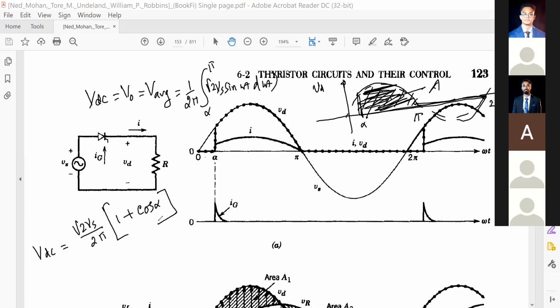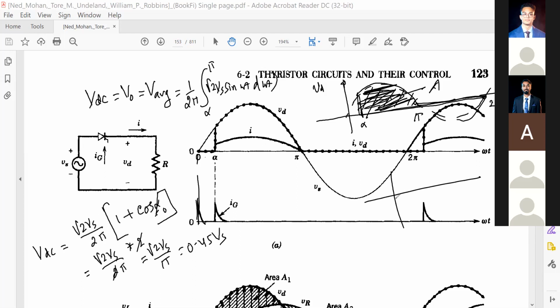So now we got the control parameter. What is the controlling parameter? If your alpha equals 0, if you apply the gate pulse here, then root 2 Vs by twice pi, multiplied by 2, the 2 cancels, so root 2 Vs by pi, that should be your 0.45 Vs, right? So your output voltage wave shape will be just a diode rectifier. Yes or not?